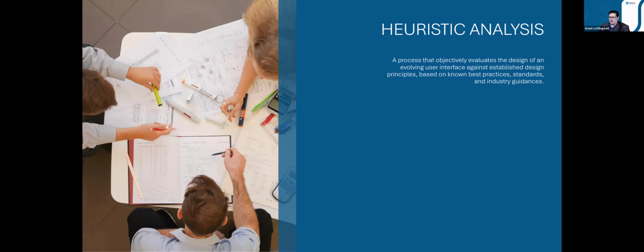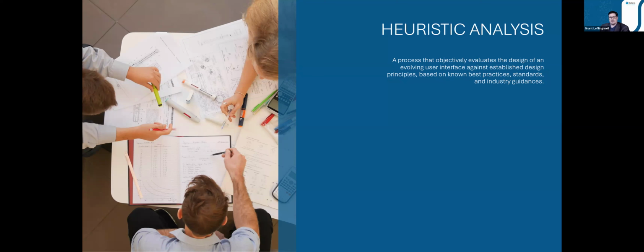So what is a heuristic analysis? This is the common definition that most of us are aware of. These come straight out of the HF textbooks like Wickens. FDA's guidances state this almost identically, as do the standards, 62366 and so on. So I'll just read the definition aloud here. It's a process that objectively evaluates the design of an evolving user interface against established design principles based on known best practices, standards, and industry guidances.